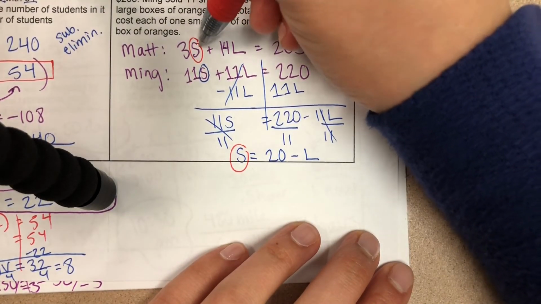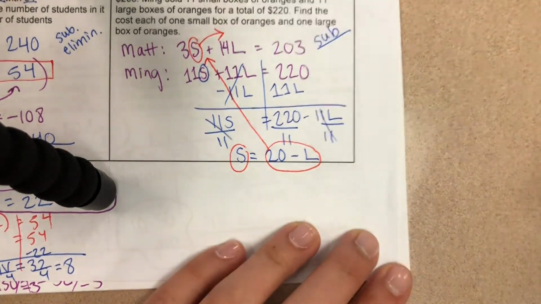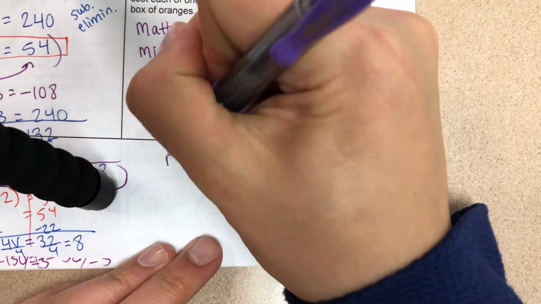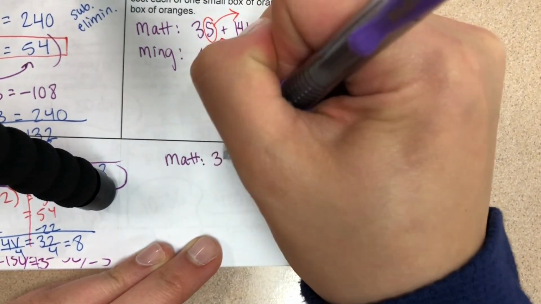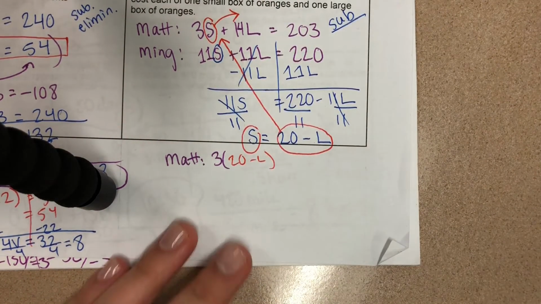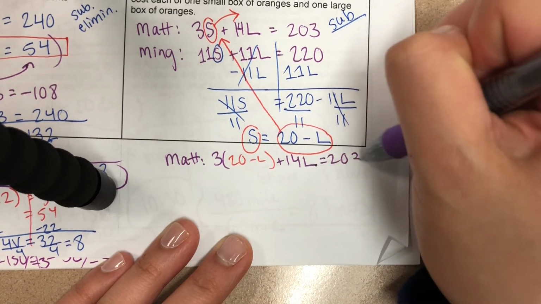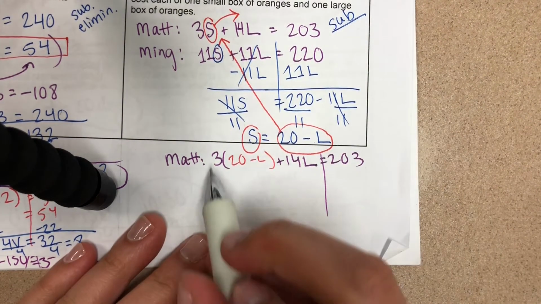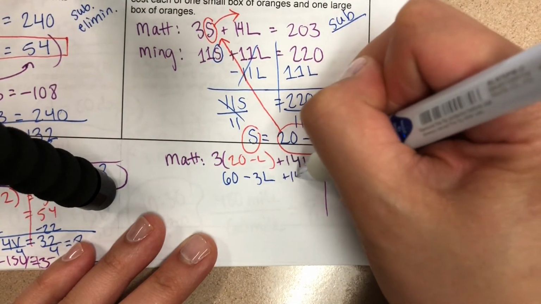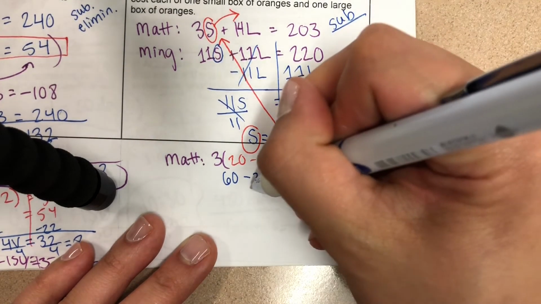All right, so if S equals 20 minus L, I can take Matt's equation, and instead I can take out this S and put in this value of 20 minus L. So I set up that equation. This is what it would look like for Matt. 3, and then instead of putting S, I'll put 20 minus L. And then I'll drag down my plus 14L and equals 203. When I solve for that, when I distribute this 3 over, it becomes 60 minus 3L plus 14L equals 203.